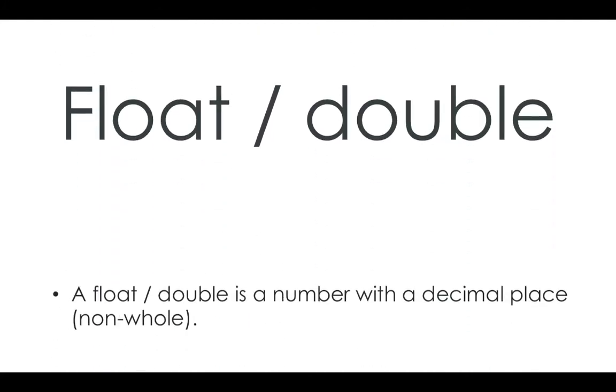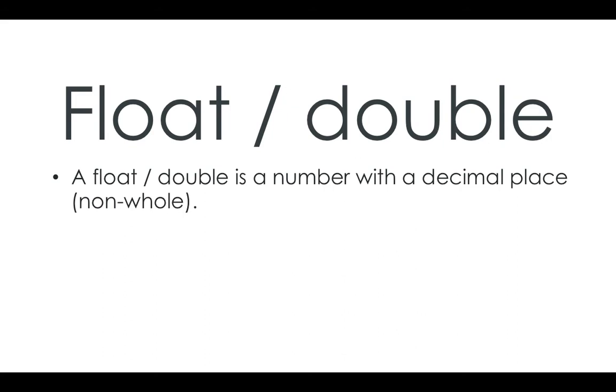Let's have a look at floats and doubles. A float or a double is exactly the same as an integer, but it has a decimal place, so it's not a whole number. I was supposed to say NSFloat, and there's an example, 1.2.